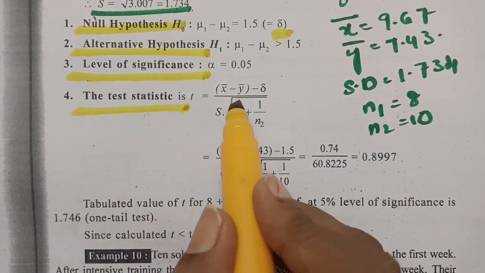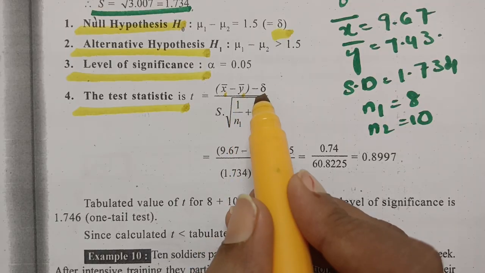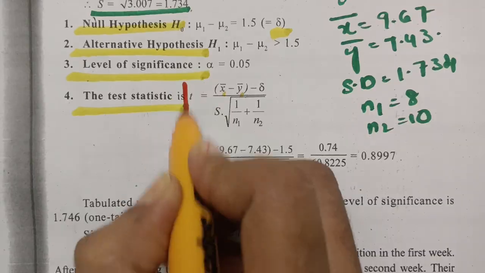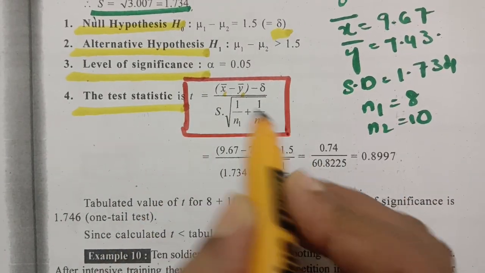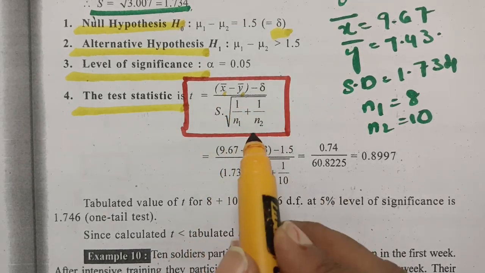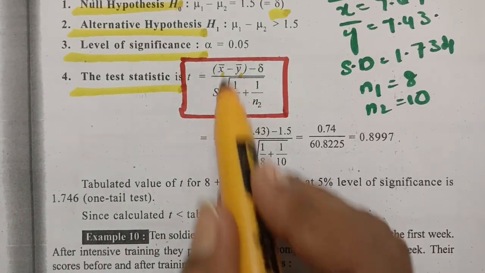Test statistic: T is equal to X bar minus Y bar minus delta. Here you have to remember this extra part, delta. So this is the formula for this type: X bar minus Y bar minus delta, divided by S times root over 1 by N1 plus 1 by N2. So all the values are ready. What is X bar here?